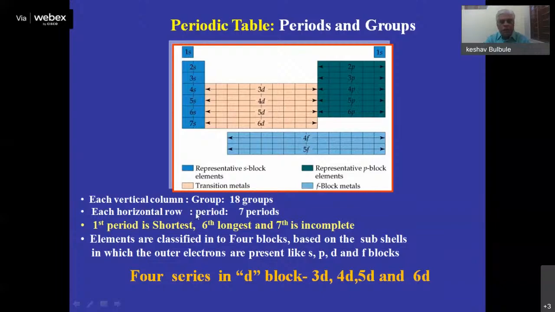Amongst all these periods and groups, the first period is the shortest because it contains only 2 elements: hydrogen on the left-hand side and helium on the right-hand side. Elements are classified into 4 blocks that we already studied. In fact, the 6th period is the longest, and the 7th period is incomplete because elements which may be discovered in the future may be accommodated in the 7th period.